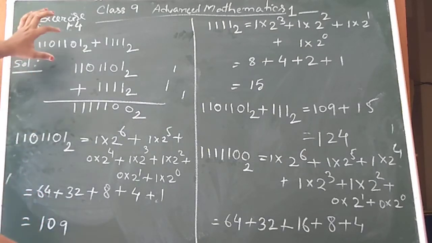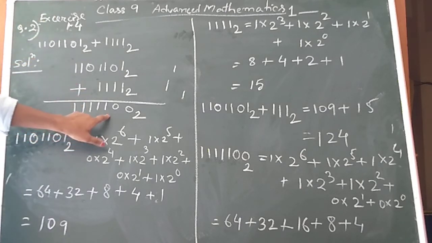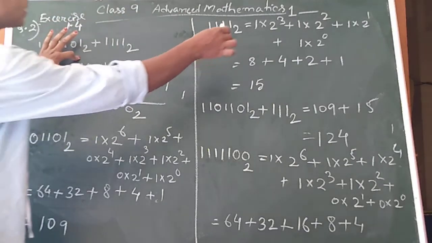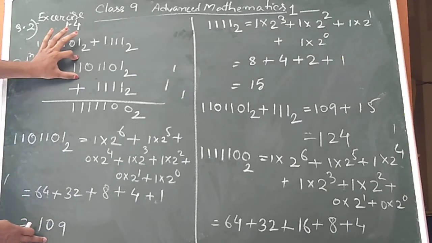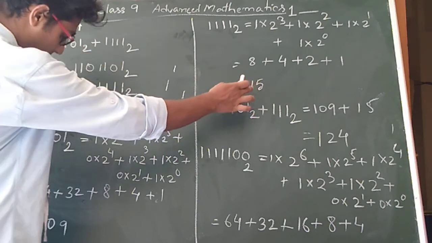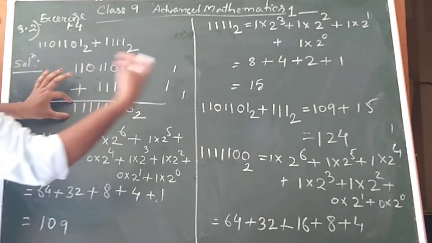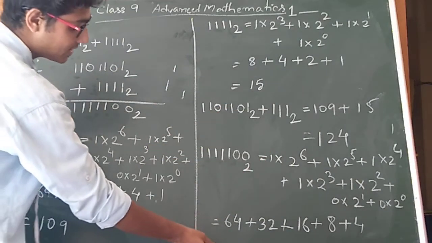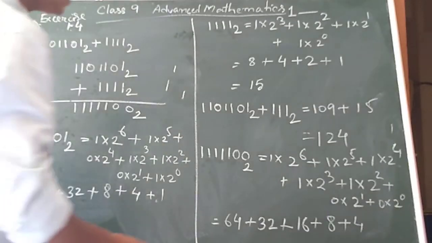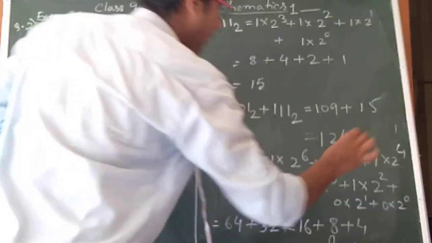How did we verify? The addition of these two binary numbers is 1111100 to the base 2. We converted this binary number into decimal form and obtained 109, and this binary number into decimal form and obtained 15. After adding these two numbers, we get 124. Again we converted the result to decimal form: 124. Thus these two results are the same. That means this addition is verified. Thank you.